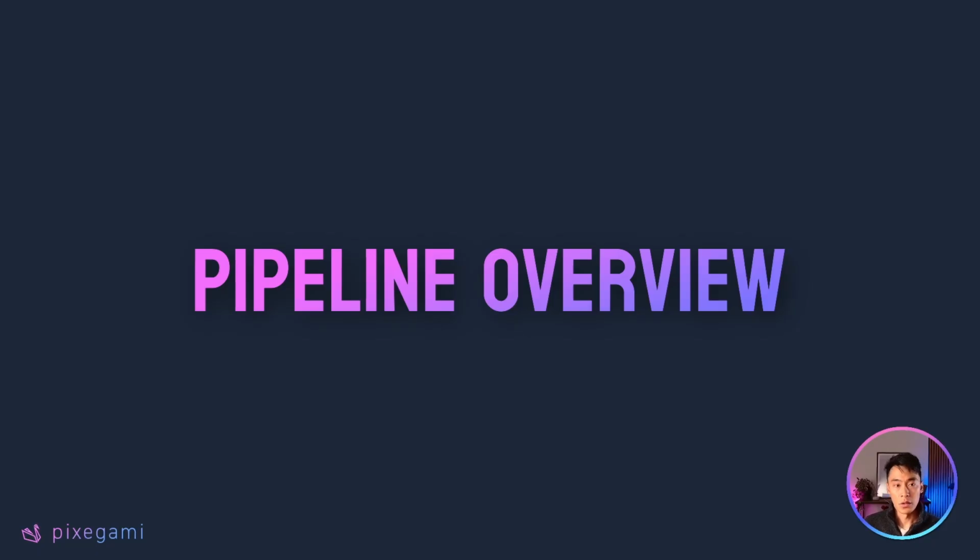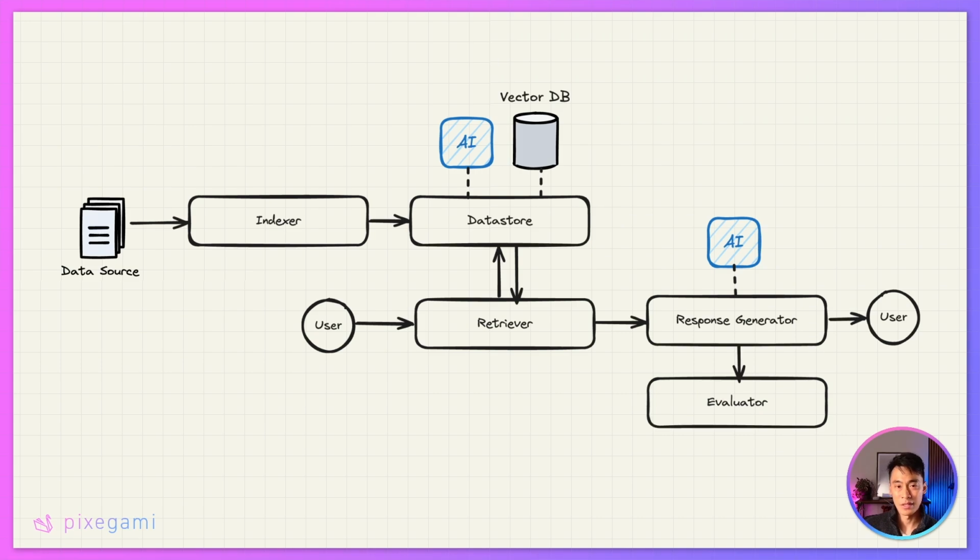Before we dive into the code, let's first take a look at the architecture. At its core, a RAG pipeline is designed to take your own documents, PDFs, Excel sheets, whatever you want, and then use them to help an LLM give you better, more accurate answers to your questions. Our pipeline is made up of a few key parts that work together to achieve this.